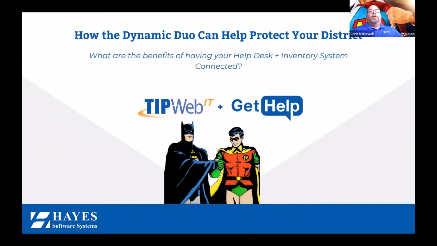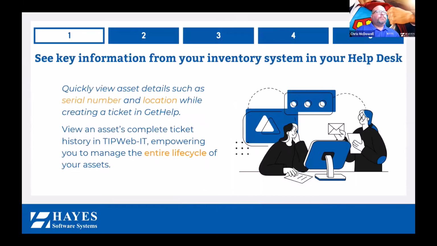So we like to think of TIPWeb and Get Help working together to form a dynamic duo, for lack of a better term. Like Batman and Robin, peanut butter and jelly, they're better together. So we're going to talk about some best practices and explore 5 different ways that joining these two systems together can help your district become more efficient.